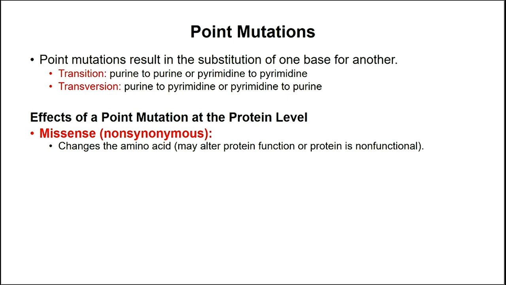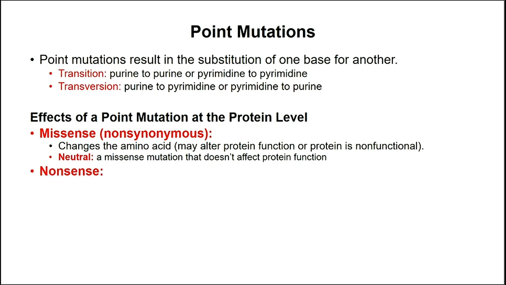So this may alter the protein function. So again, it alters that function of that hemoglobin pretty drastically. It may not alter the protein function at all. There may be two amino acids that are pretty similar. They have similarly charged side chains, and so when we switch them out, it doesn't really change the function of the protein much. So that could be a neutral missense mutation.